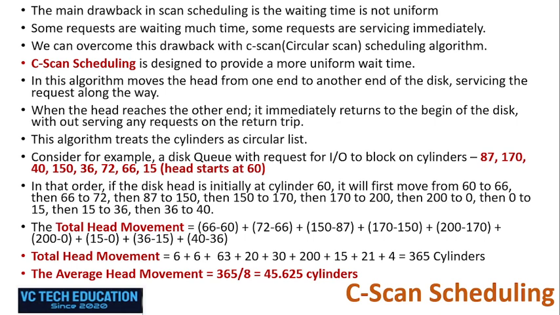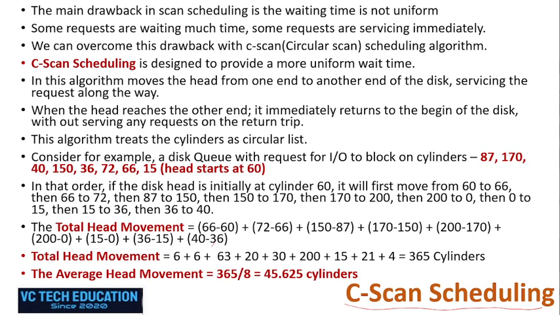The next scheduling algorithm is the C-scan scheduling algorithm. When you compare it with the scan scheduling algorithm, the main disadvantage of scan scheduling is that the waiting time is not uniform. Some requests have a very long waiting time, while some requests are serviced immediately.